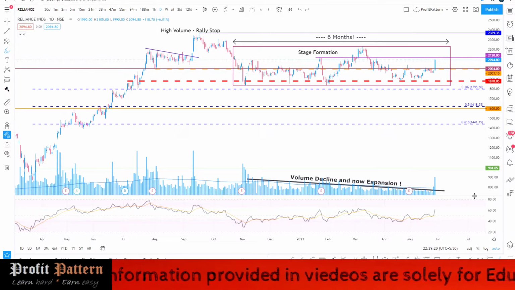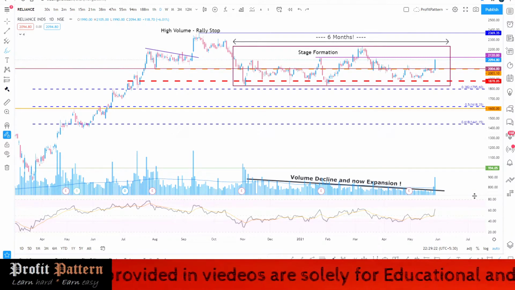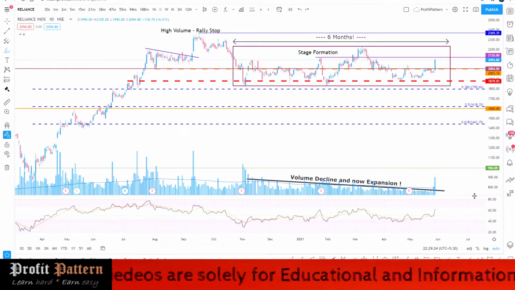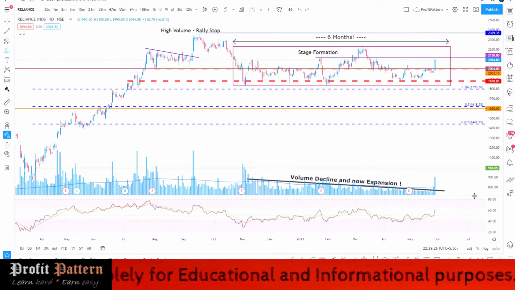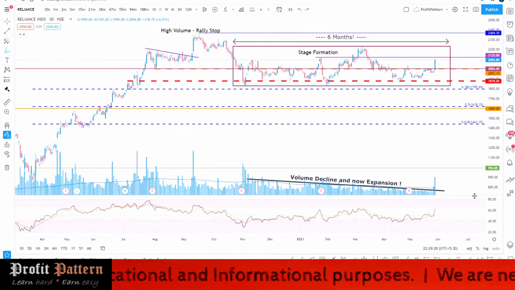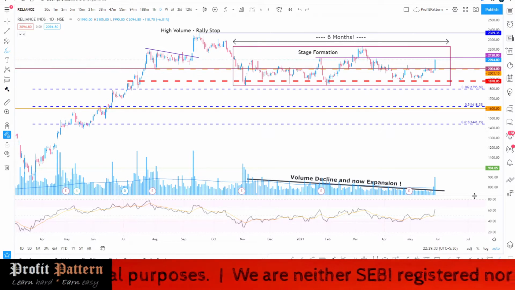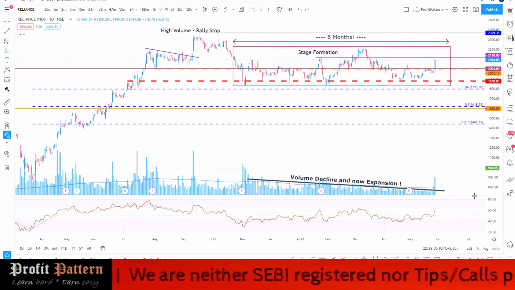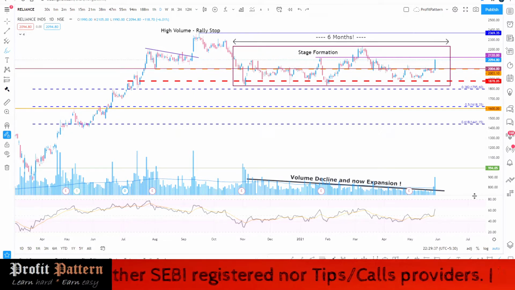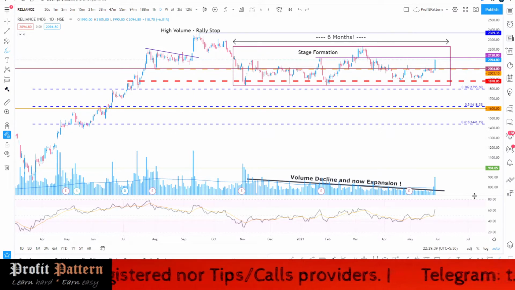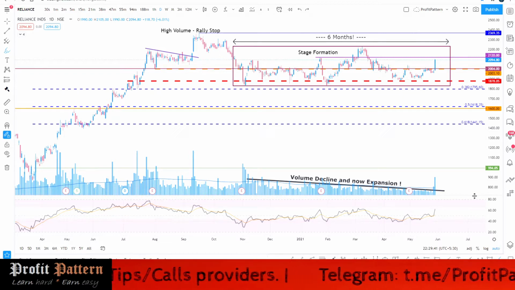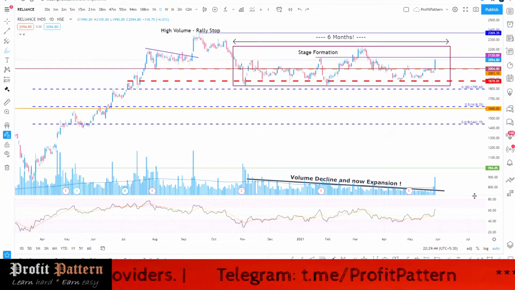In this video, we are going to analyze Reliance Industries for positional trading. We will try to understand how this stock has been doing for the last 7 to 8 months. Previous to that, what was the trend, and what we have figured out to select this stock for positional trading.